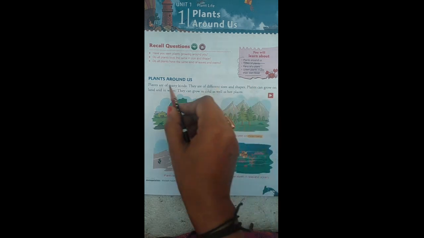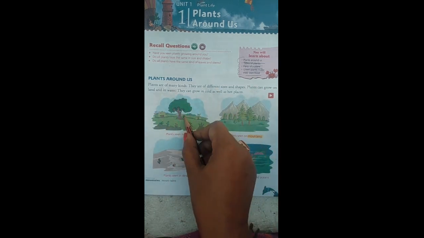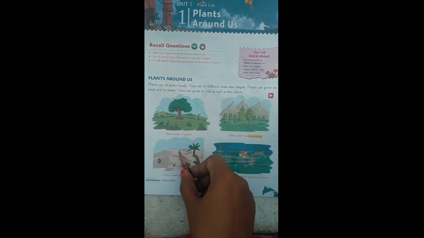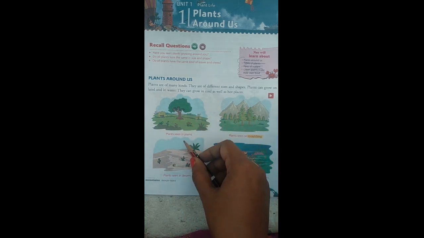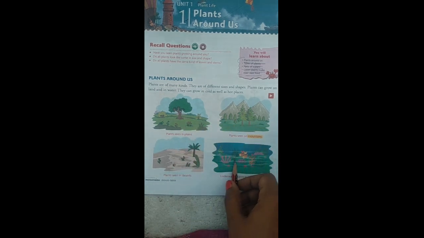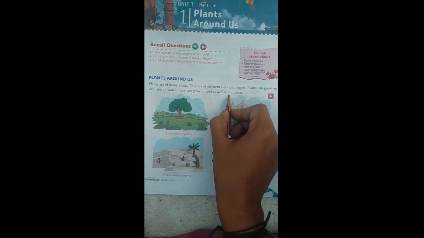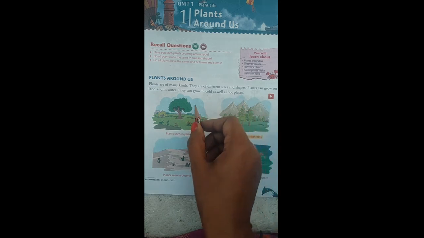Plants can grow on land or in water. So these plants, as you can see, are growing in normal areas or plain areas. But these plants, you can see, are actually underwater plants. They can grow in cold as well as hot places. Yes, plants can grow in hot areas and cold areas as well. Clear?